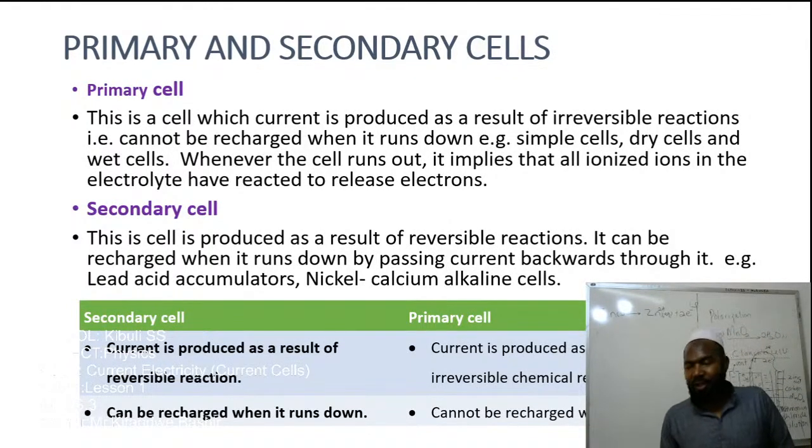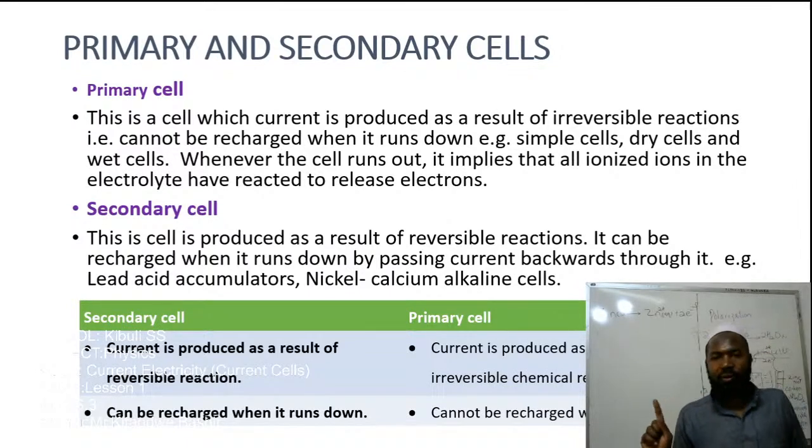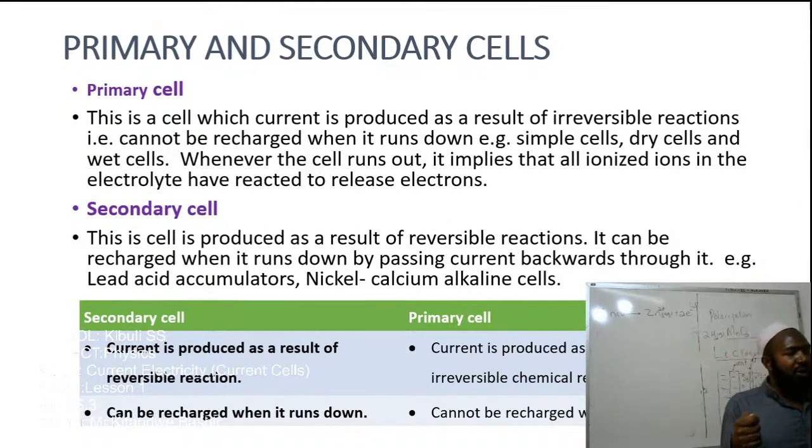A primary cell is a cell in which the current is produced as a result of an irreversible chemical reaction, and therefore it cannot be recharged when it runs out. When your dry cell runs out, you cannot recharge it. It works once and then you throw it in the dustbin.